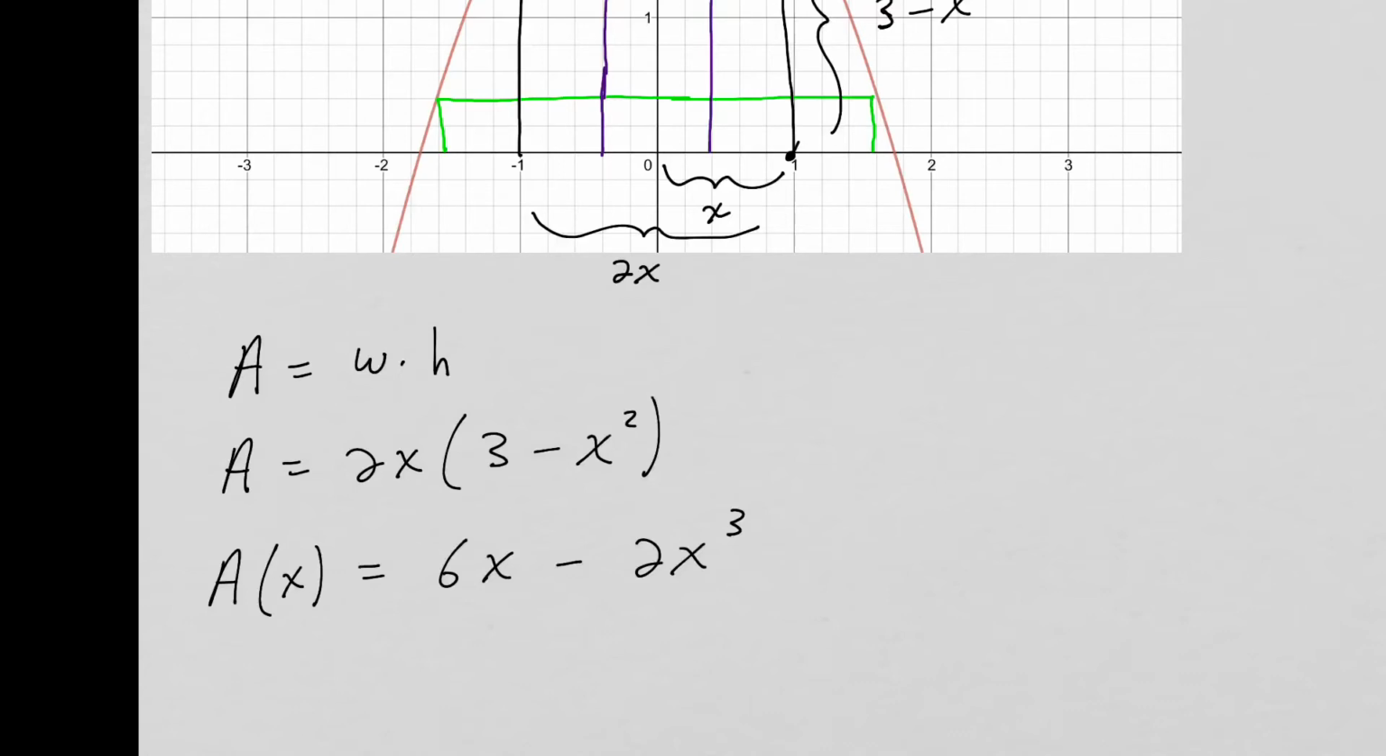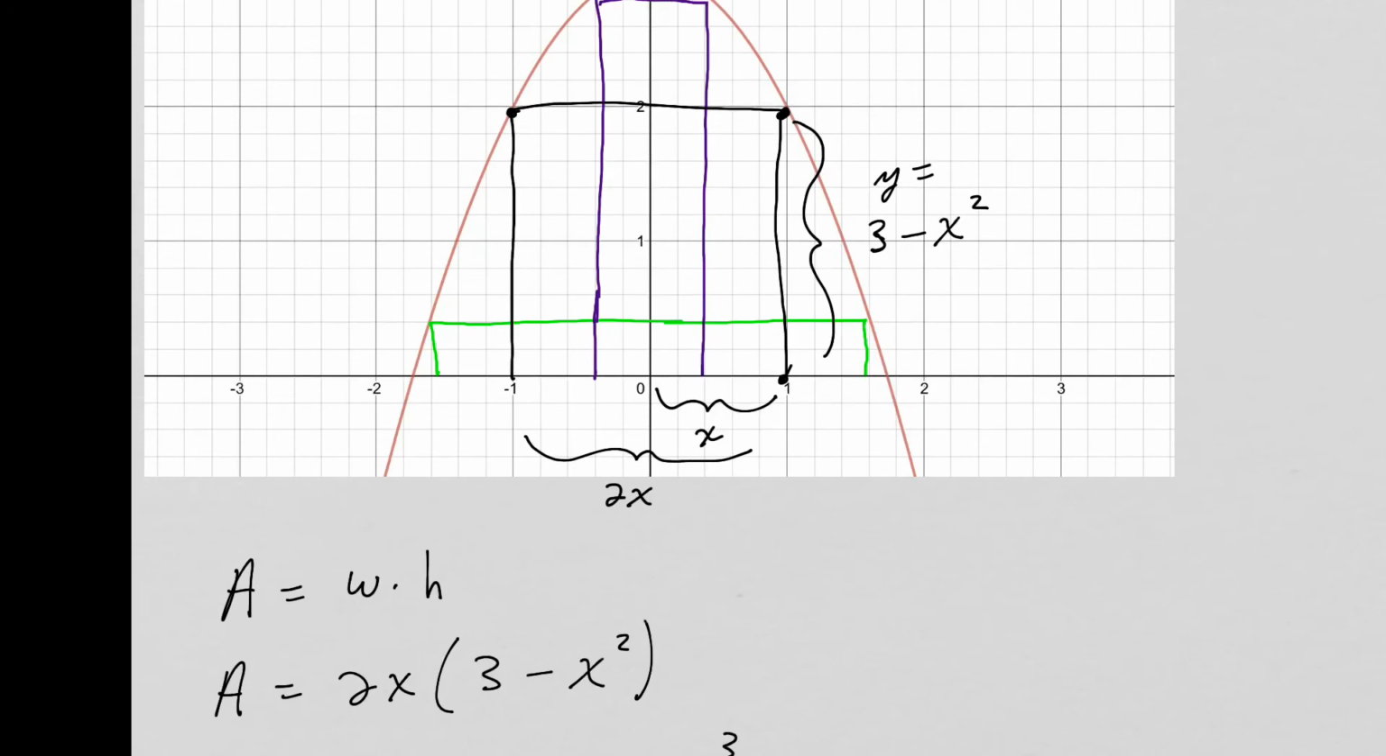Okay, so we want to maximize this area, right? We want to find the x such that the area is a maximum. So what we want to do is plot this graph. I'm going to plot the area as a function of x. And if you think about this, let me go back to this picture here. The smallest x could be is 0, right? And we know obviously it's not going to be 0 because then the area of the rectangle would be 0.